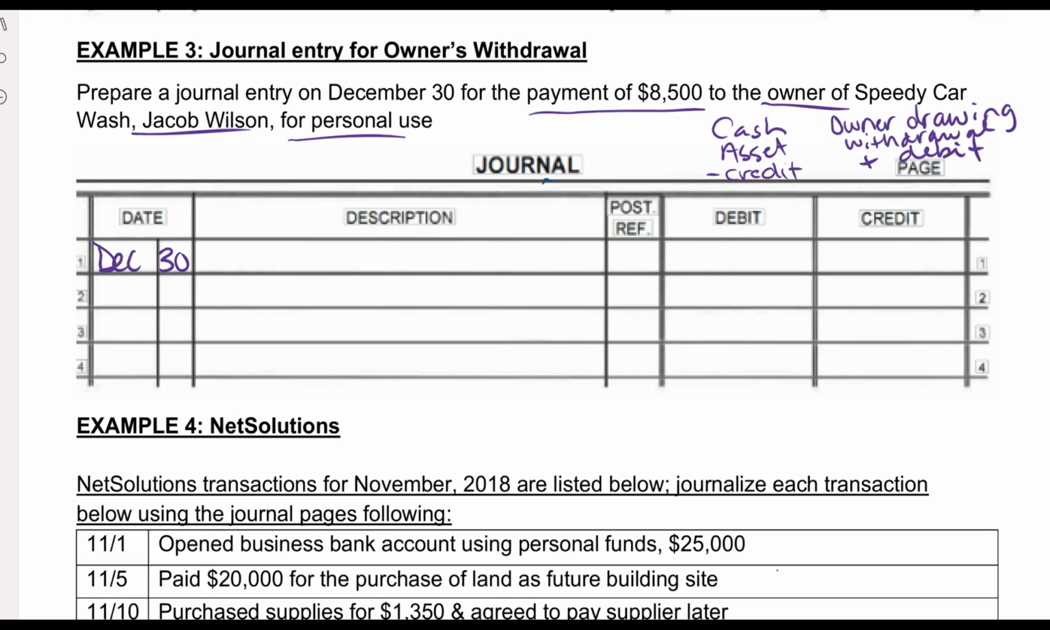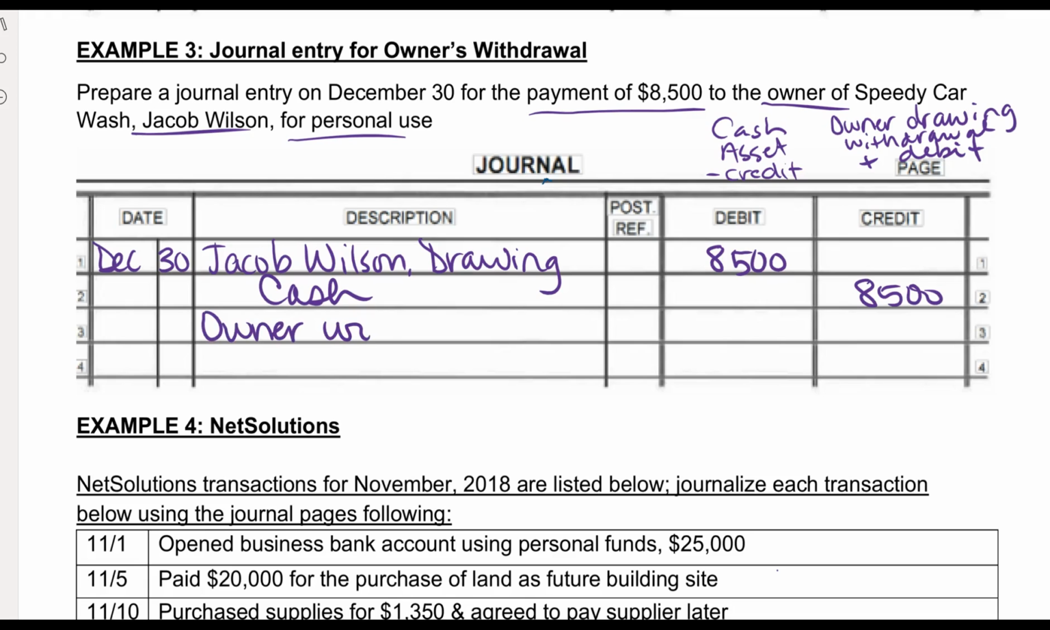You can abbreviate December. We'll debit Jacob Wilson drawing, and we'll credit cash for $8,500. Okay, and we can say owner withdrawal for our explanation.